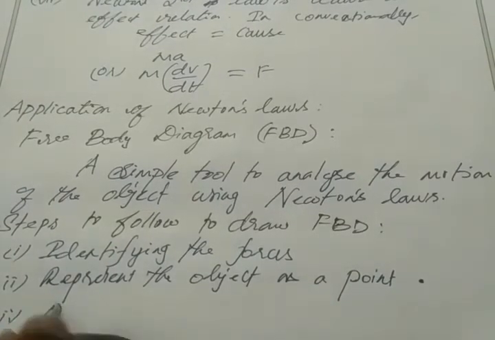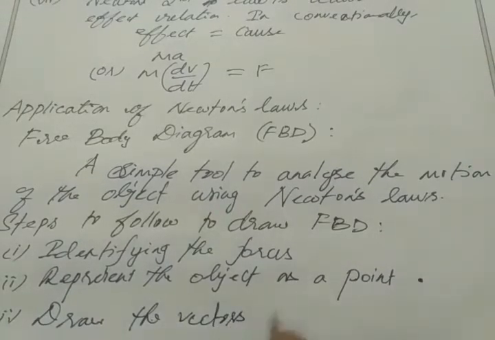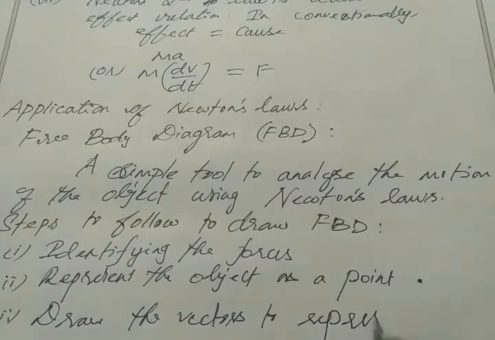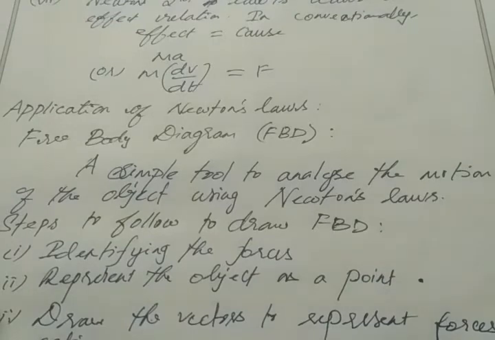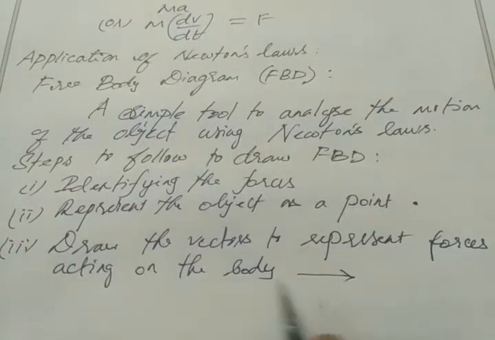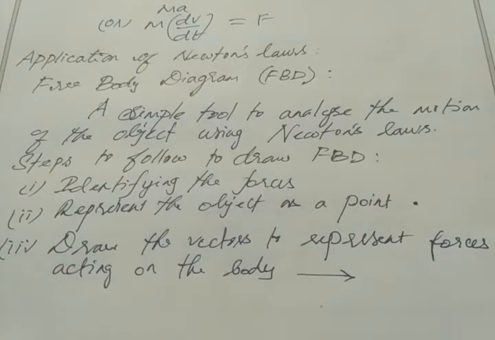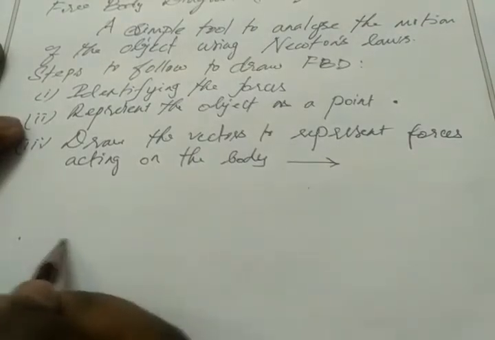So we have to draw the vectors to represent forces acting on the body. Vectors means a line with an arrow to represent what forces are acting on the body, or what the magnitude of the force is. So by drawing these vectors, we define that. Clear? Consider an example. We have a table.